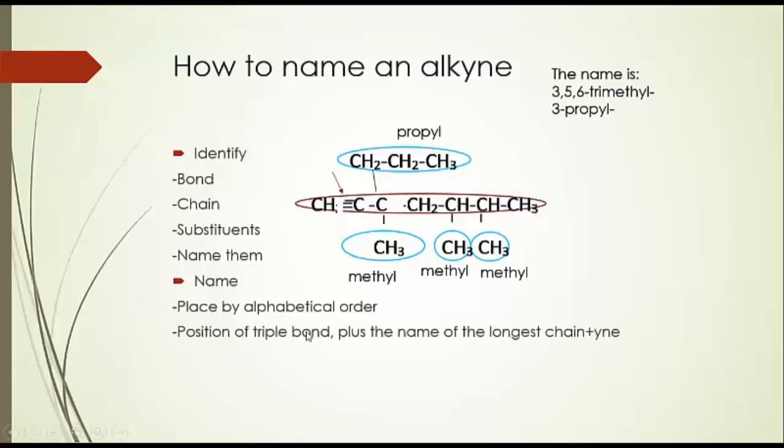Then the position of the triple bond plus the name of the longest chain plus "-ine". The position of the triple bond is in the position 1. Then the name of the longest chain is hept because it has 7. Then "-ine" because it's an alkyne. So it's 1-heptine. So at the end, what we have is 3,5,6-trimethyl, 3-propyl, 1-heptine.